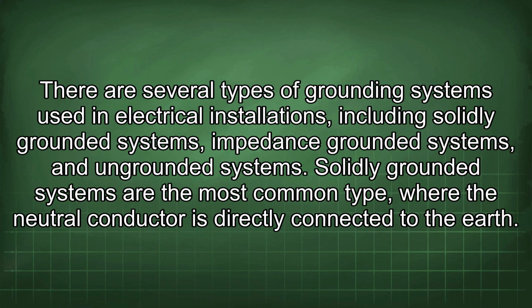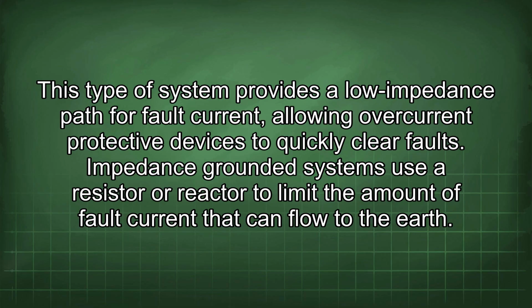There are several types of grounding systems used in electrical installations, including solidly grounded systems, impedance grounded systems, and ungrounded systems. Solidly grounded systems are the most common type, where the neutral conductor is directly connected to the earth. This type of system provides a low impedance path for fault current, allowing overcurrent protective devices to quickly clear faults.